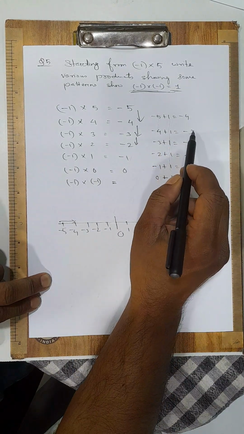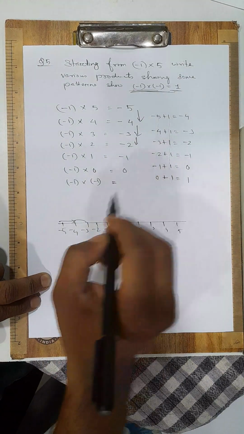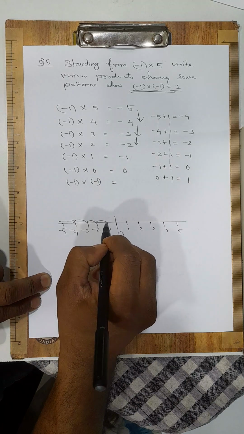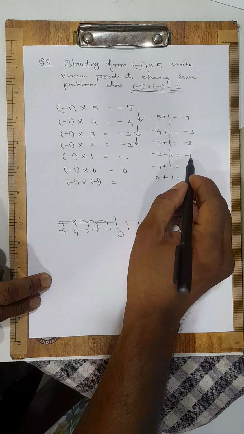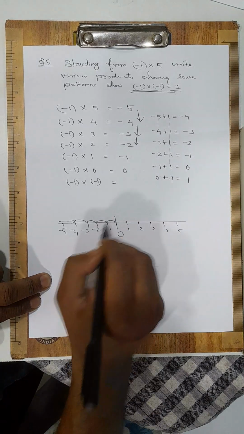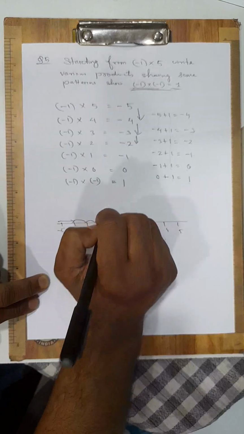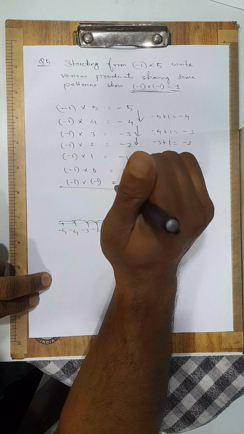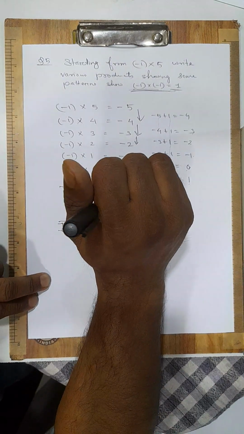Minus 4, minus 3, it is increasing by 1. Minus 3 to minus 2, minus 2 to minus 1, it is increasing by 1. Minus 1 to 0, 0 to 1. So the answer is 1, right? So using this pattern, we prove that product of two negative integers is positive. Minus 1 into minus 1 equal to 1.